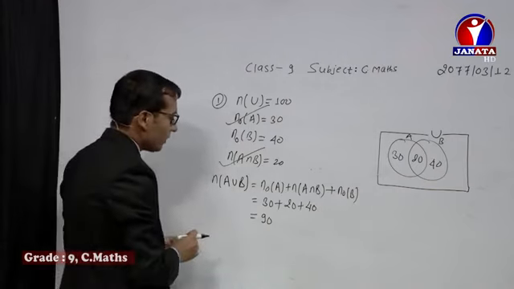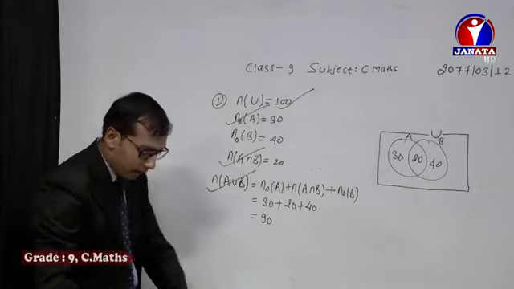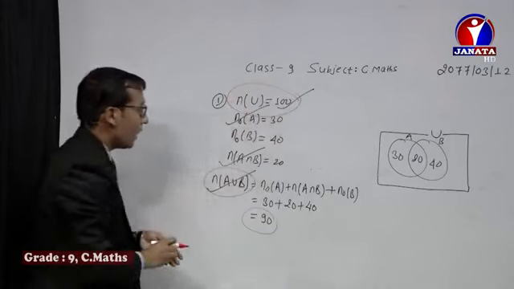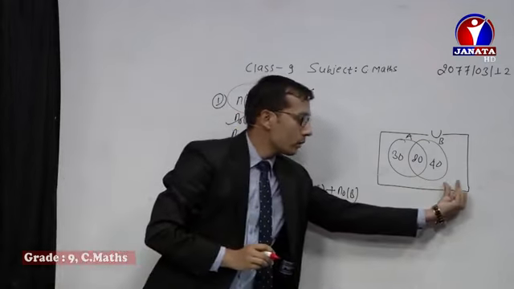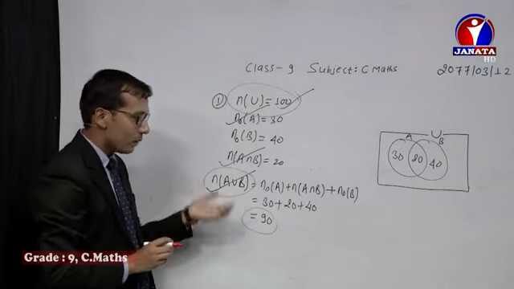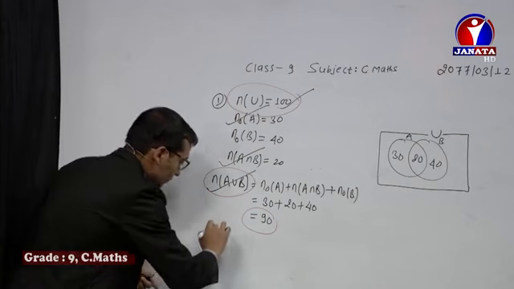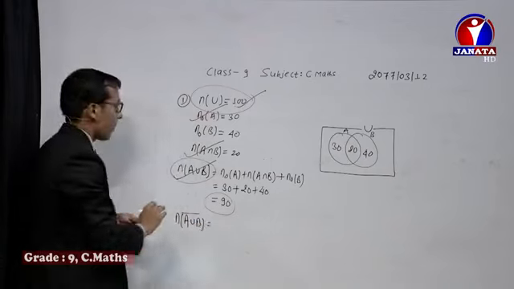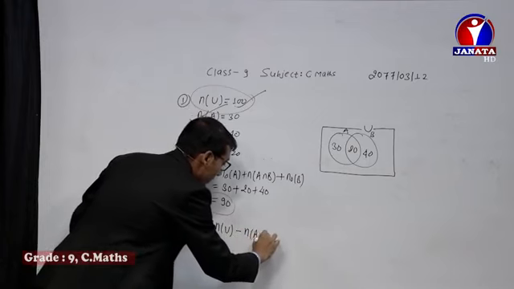So we can find complement now using n of U and n of A union B. If we just take these two pieces of information, n of U is 100 and n of A union B is 90, we can find the value of the complement of two sets. So let's find out now what is the complement. I explained the way we can find the complement of sets. So n of A union B complement is n of U minus n of A union B.